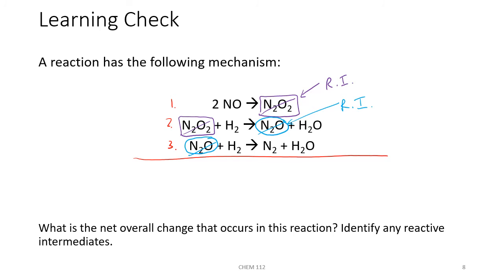So now it looks like everything else is just either a reactant or a product. So we're going to add up everything on the left-hand side of the arrows with everything left over on the right-hand side of the arrows to write our overall change. So we would have 2NO plus 2 molecules of H2 on the reactant side, forming N2 gas plus 2H2O. And our reactive intermediates were N2O2 and N2O.